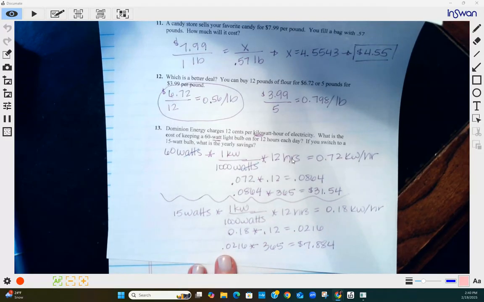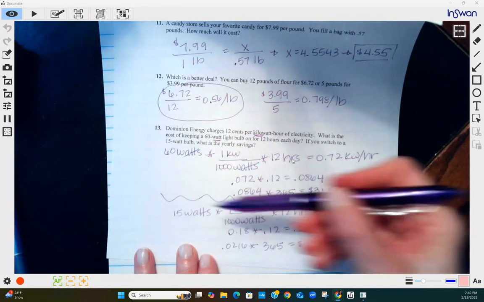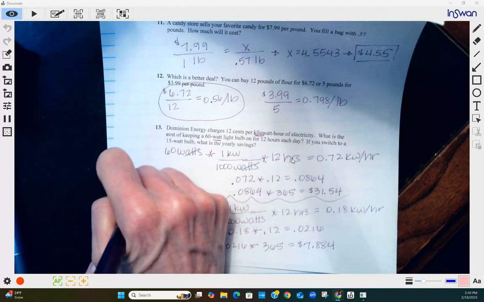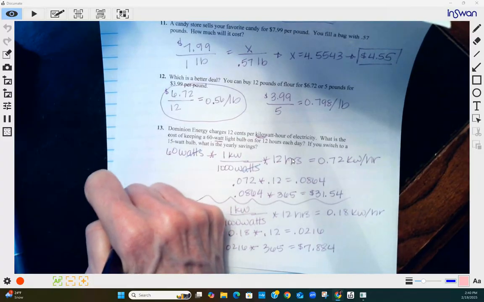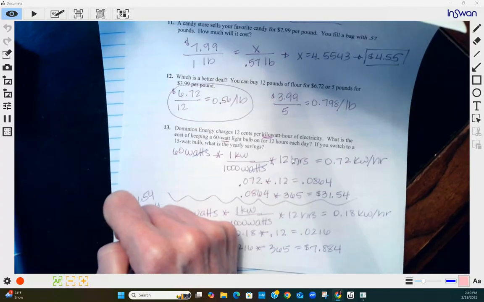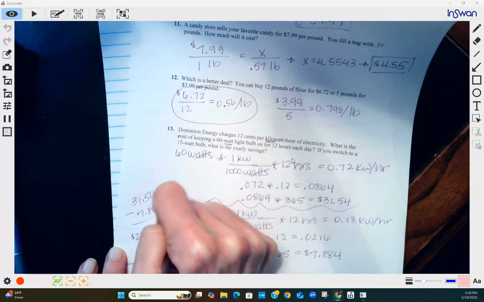So $7.88, but they want to know what the savings is. The savings would be the difference between the 60 watt cost and the 15 watt cost. So we would just subtract $31.54 minus $7.884, and $23.66 would be our savings in a year.